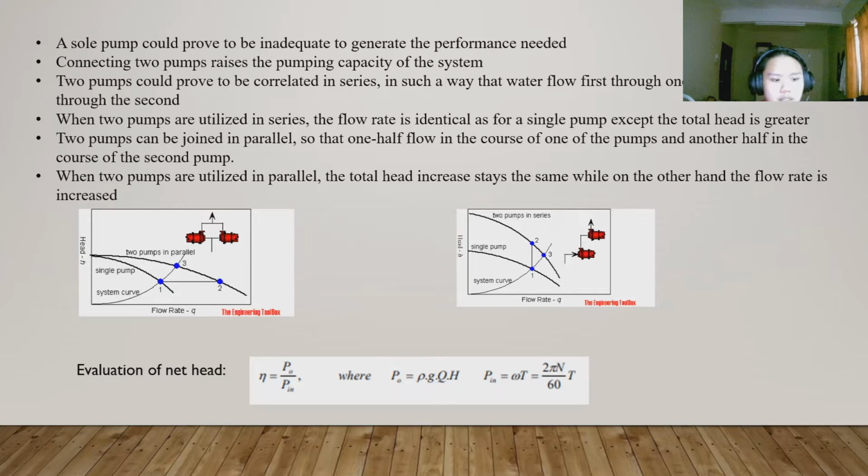It can be seen here that the head increases as the flow rate increases in the two pumps in parallel. Sorry, I mean decreases. Okay, so for the evaluation of the net head, to compute the net head, this is the formula given.